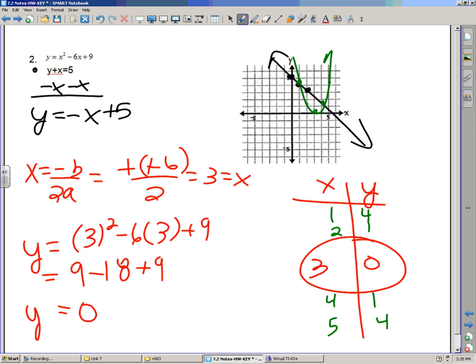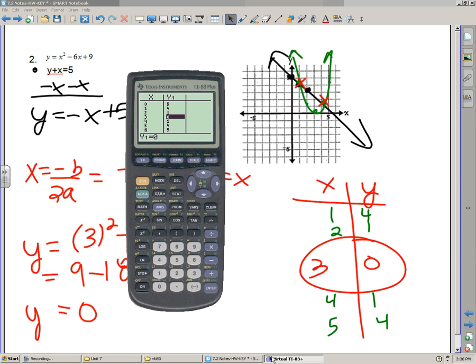We got it here. So now we need to find these 2 points of intersection, which are right this guy and this guy. So we'll go back to the calculator. And then we're going to go back to y equals. In y2, we're going to type in the equation for the line, negative x plus 5.